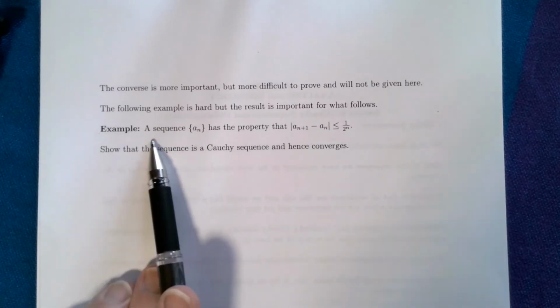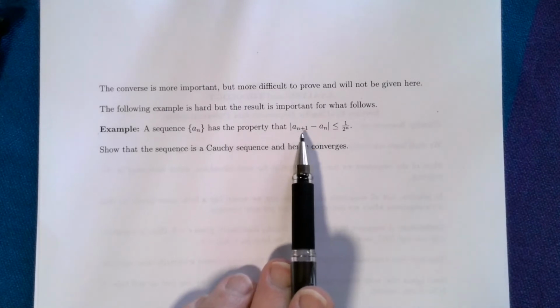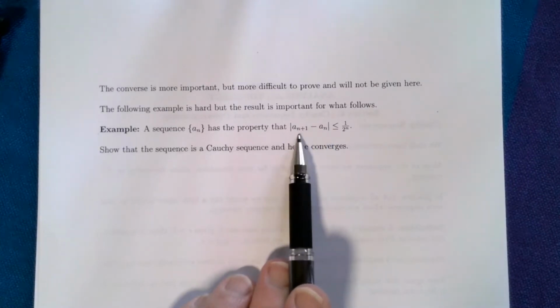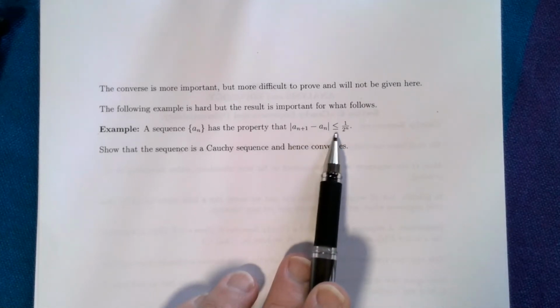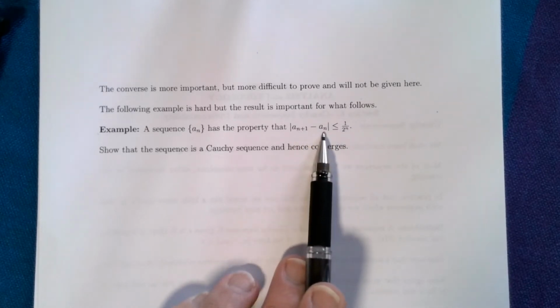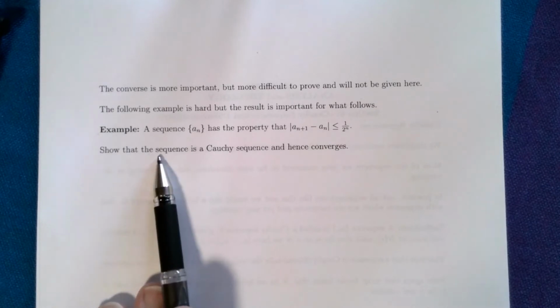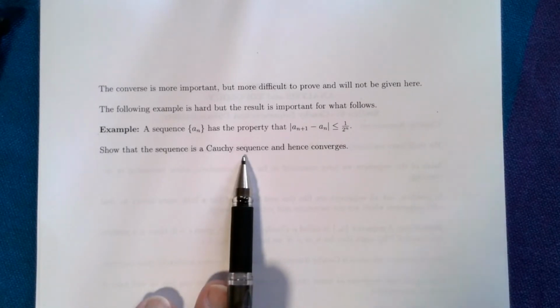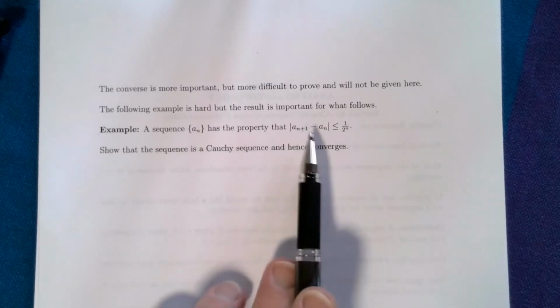So here we want a sequence a_n that has the property that if I take the difference between two successive terms, these are one after the other here, then that's less or equal to 1 over 2 to the power n. That's just an example at the moment. I take a difference between two successive terms, and that's got to be less or equal to 1 over 2 to the n. And I want to show that the sequence is a Cauchy sequence, and that means this sequence will converge.